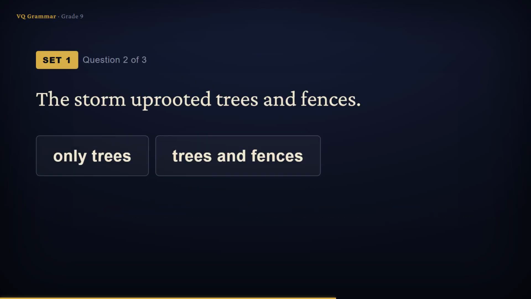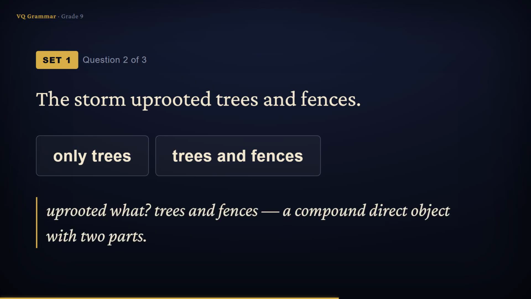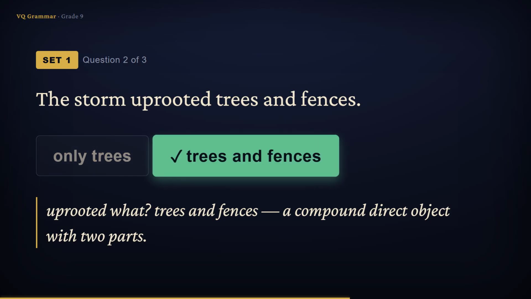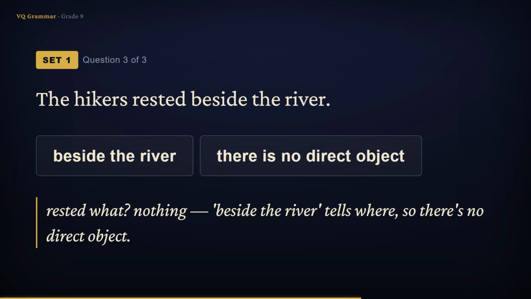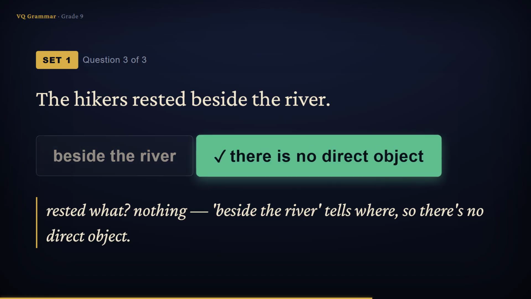The storm uprooted trees and fences. The verb is uprooted. Uprooted what? Trees, and fences too. Both nouns answer, so this is a compound direct object, trees and fences. The hikers rested beside the river. The verb is rested. Ask, rested what? Nothing answers. Beside the river only tells us where they rested. So this sentence has no direct object at all.